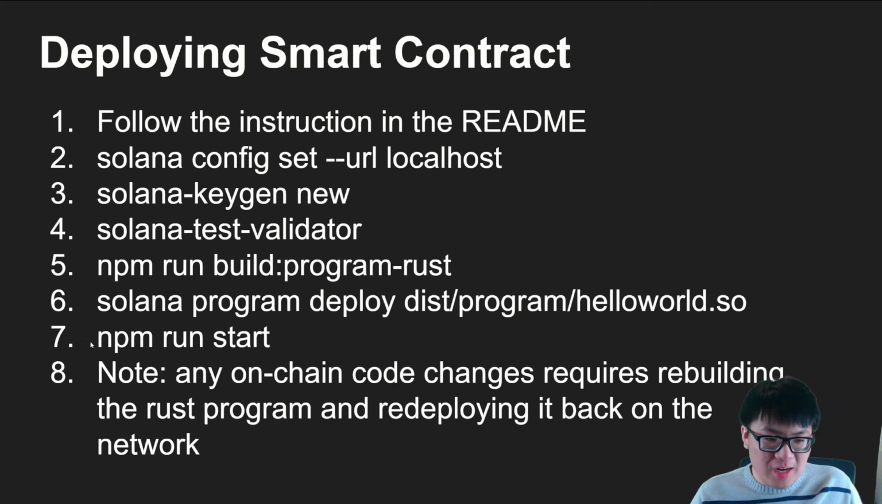One step I forgot is I said that we need to do npm run start to run our client code, but we actually first need to do npm install, so we download all of our dependencies for the off-chain code that we just went through. And then after that, we do npm run start. And of course, a final disclaimer: if you ever decide to update the on-chain code for your own fun, you have to rebuild the program to generate the new .so file, and then you have to deploy it on the network. So without any delays, let's get started.